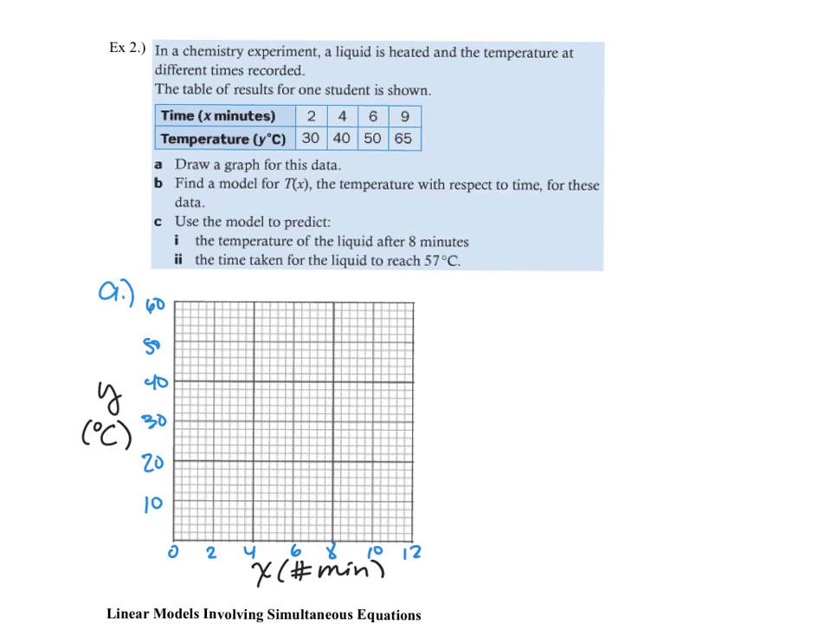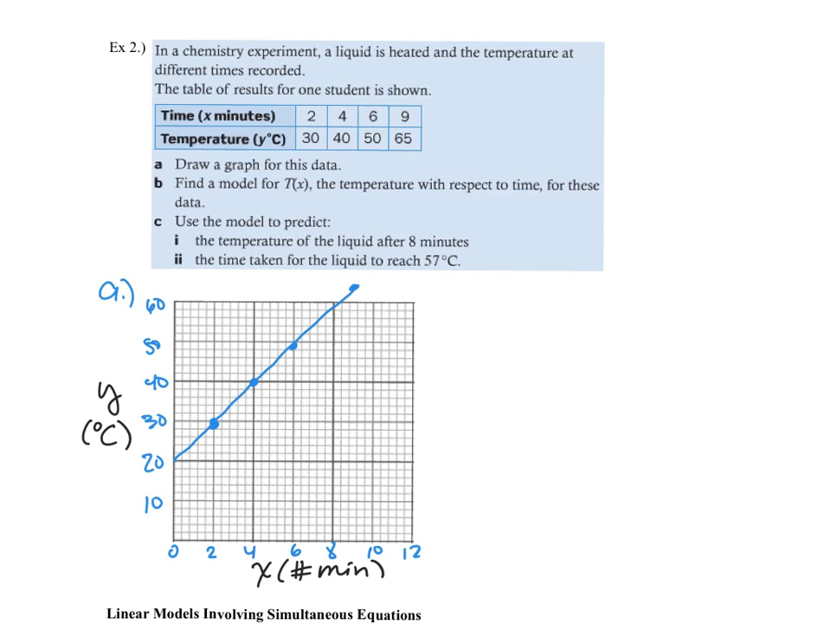Okay, and then let's plot our points. Our first point would be at 2, 30. The second point at 4, 40. The next point at 6, 50. And then our last point is going to be 9, 65. So we're going to go off the graph a little bit. 9 is going to be halfway between 8 and 10, and then we need to go up to 65. We're going to have to guesstimate where that is because I should have given us a slightly larger graph. So it's going to be right about here. Then grab a straight edge, and you'll want to draw a straight line through those points.